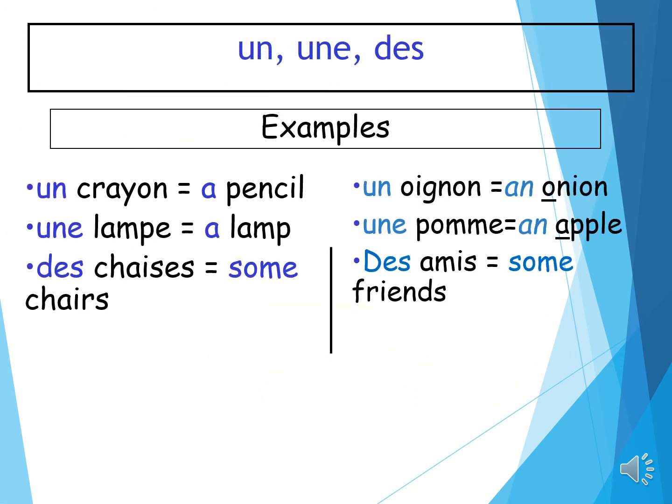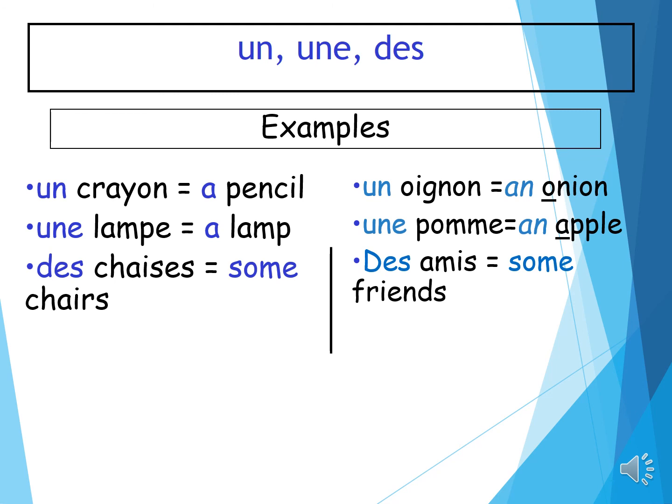Let's have some examples with these three indefinite articles. So we have, first, un crayon, a pencil. Second, une lampe, a lamp. Des chaises, some chairs. Un oignon, an onion. Une pomme, an apple. Des amis, some friends.